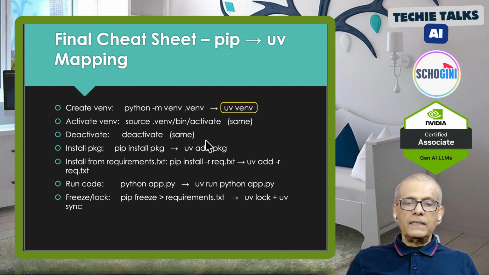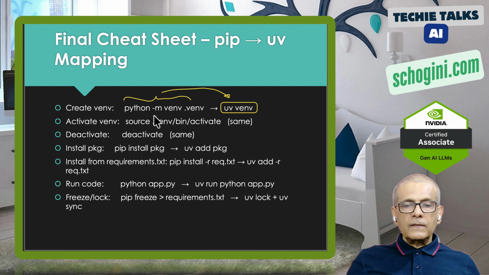uv venv. So instead of this long command, python -m venv, we can just use this, uv venv.